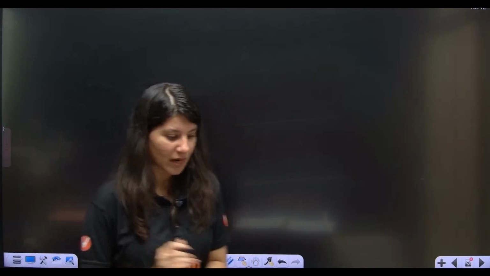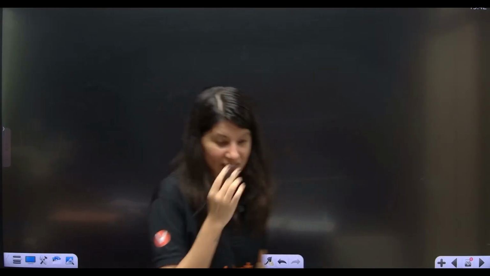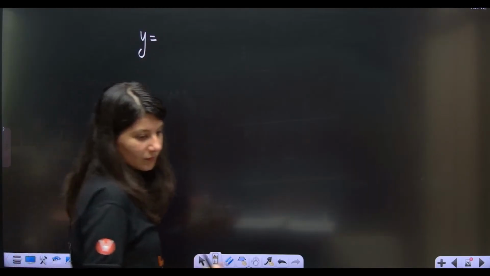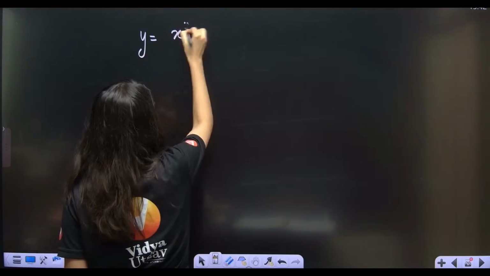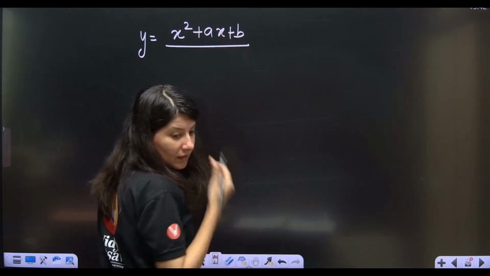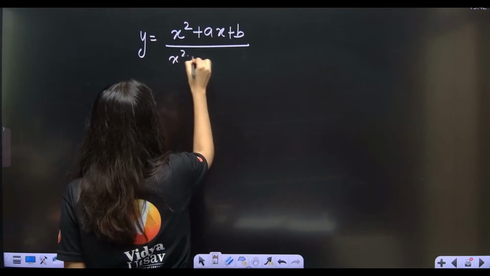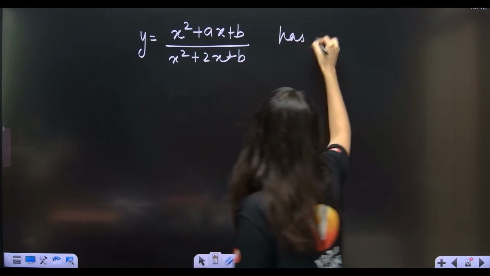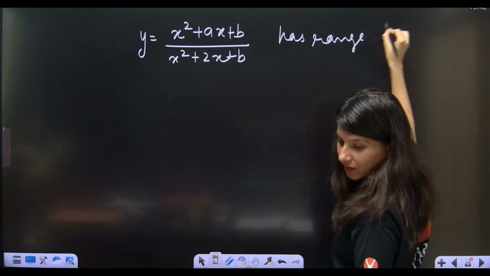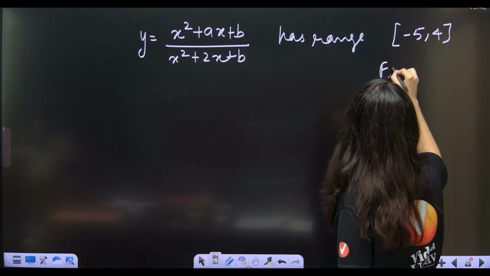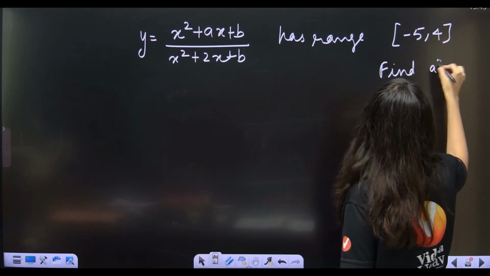One question I would like to give you, which is again a similar type of question. y equals x square plus ax plus b upon x square plus 2x plus b has range minus 5 to 4. Find a square plus b square.